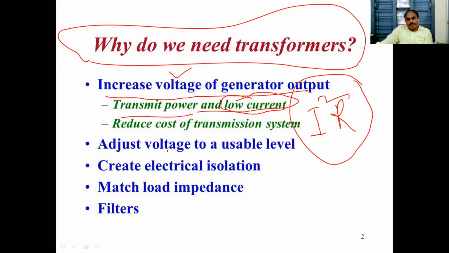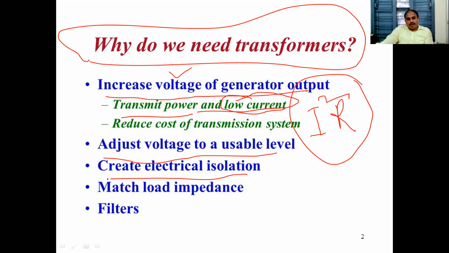Losses decrease means transmission efficiency increases. Efficiency increases means cost reduction, or unit cost decreases. With the help of the transformer, we also adjust the voltage to a suitable usable level at the receiving end of the transmission line. Another one is that transformers provide electrical isolation between the two systems.